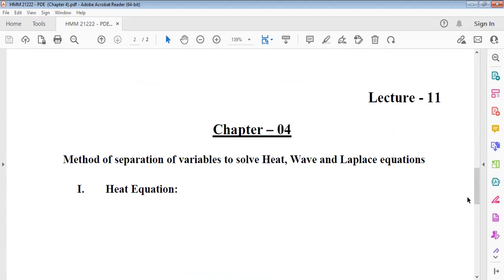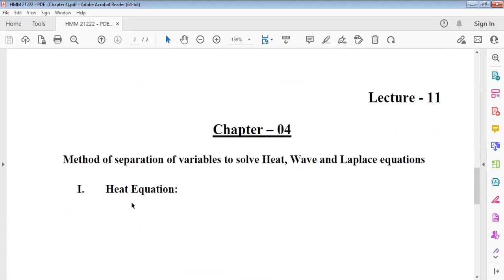You can use this heading for chapter number 4: the method of separation of variables to solve the heat, wave and Laplace equations. This is our heading for chapter number 4. One by one we can solve it. Please write with me, so it will be very easy for me to follow.